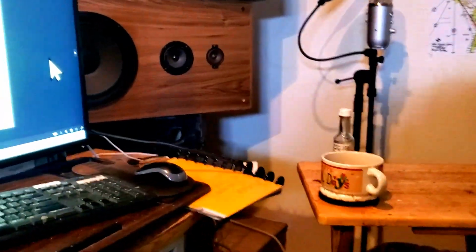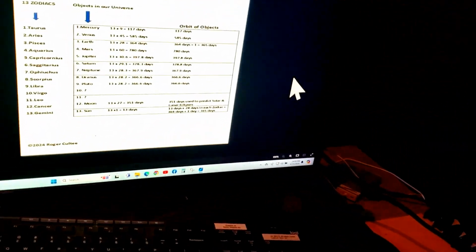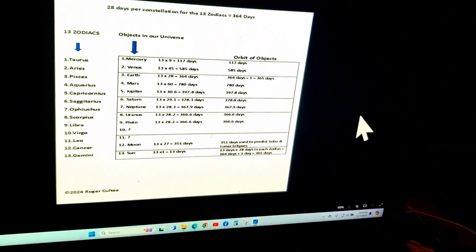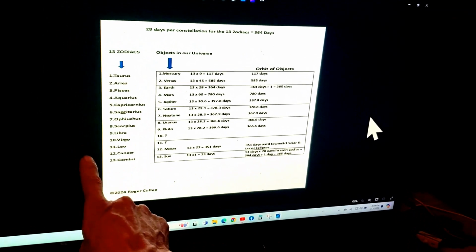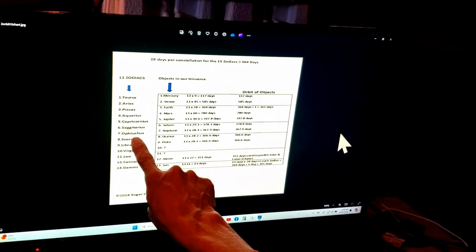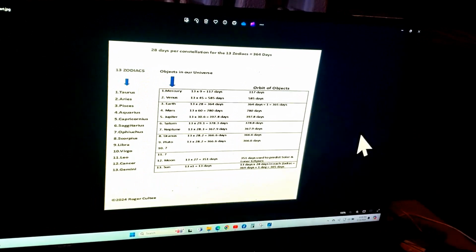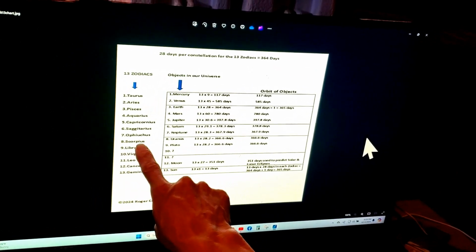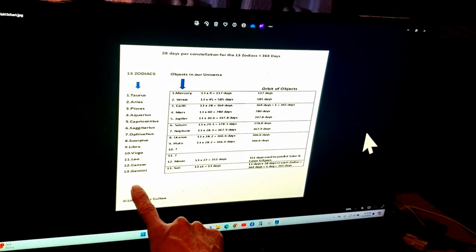This is the layout of how the zodiac and the planets should really be according to 13. This is all the layout I was talking about. Here are the zodiacs. There's the missing one that should be in here that represents the underworld. Up here is heaven, and this is the underworld, in other words, up and down. I put it back in there because it has to be 13 zodiacs.